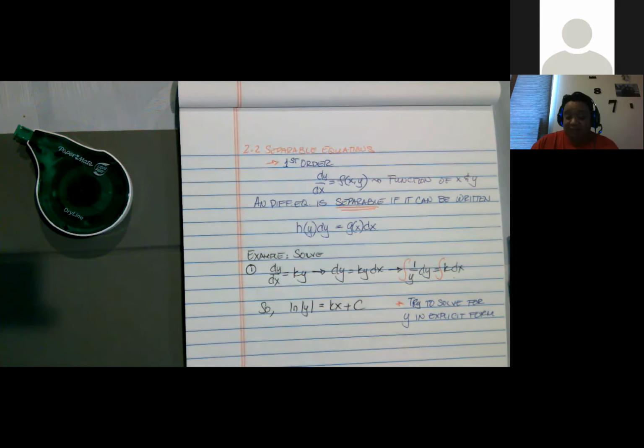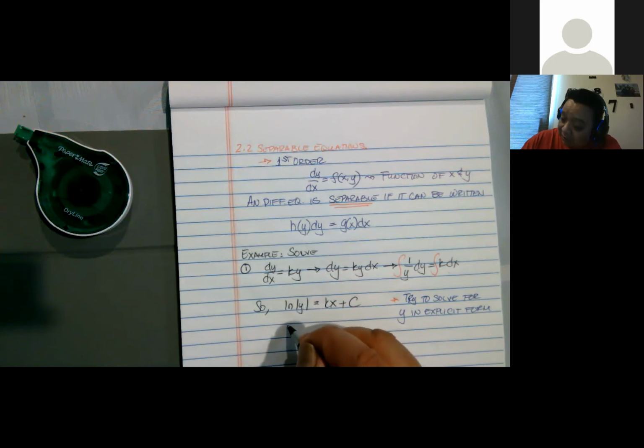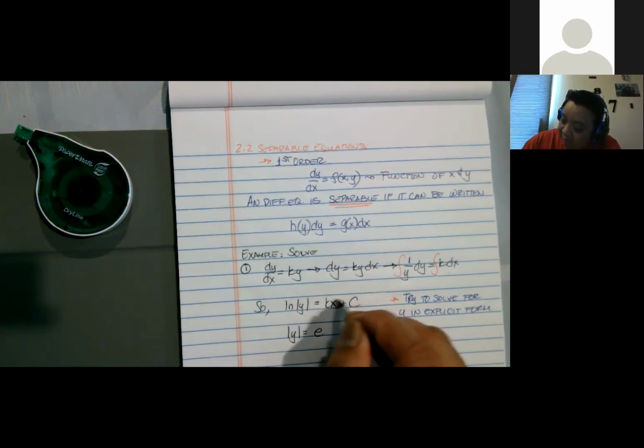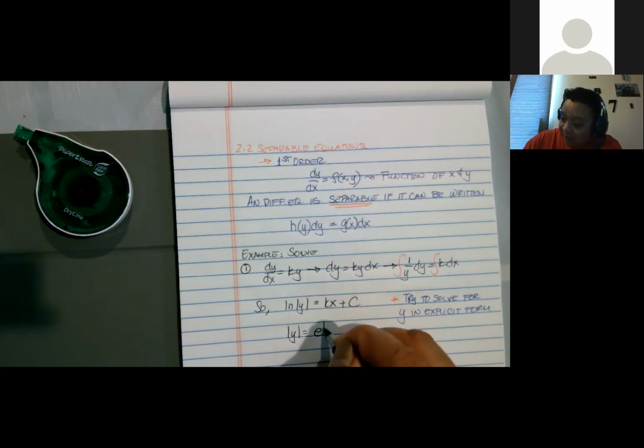Okay, so let's go ahead and do that. First thing, I have to remove the natural log. And so to do that, I have to rewrite this in exponential form. So in exponential form, you have absolute value of y is equal to e to the exponent that's equal to the expression on the other side. So this would be kx plus c.